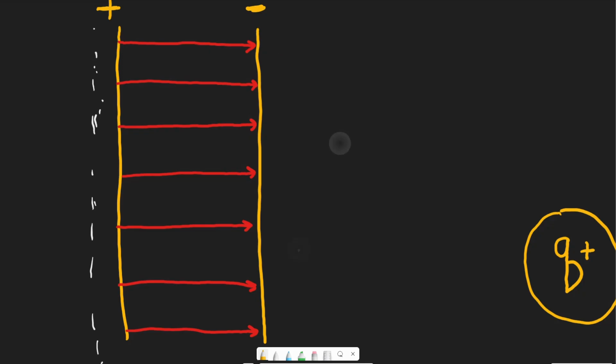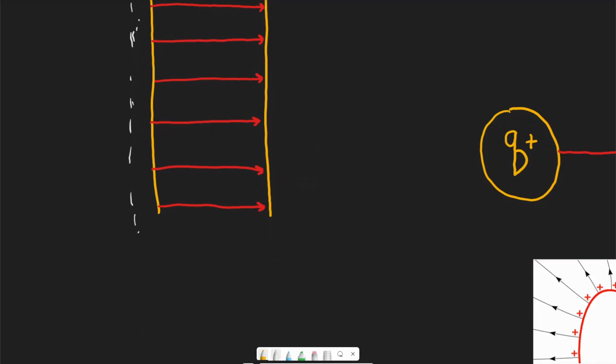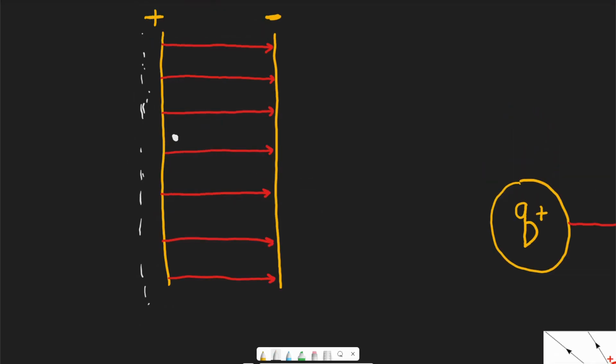Now, what would happen if I were to drop a charge somewhere along this electric field? Let's say I were to drop a charge here, right? Well, what's going to happen is the charge is going to experience some kind of a force, right? And it actually doesn't matter where we drop it. It doesn't matter if we drop it, for example, here, here, or here. It's always going to experience the same force. So this is also what we mean by a uniform electric field, right?